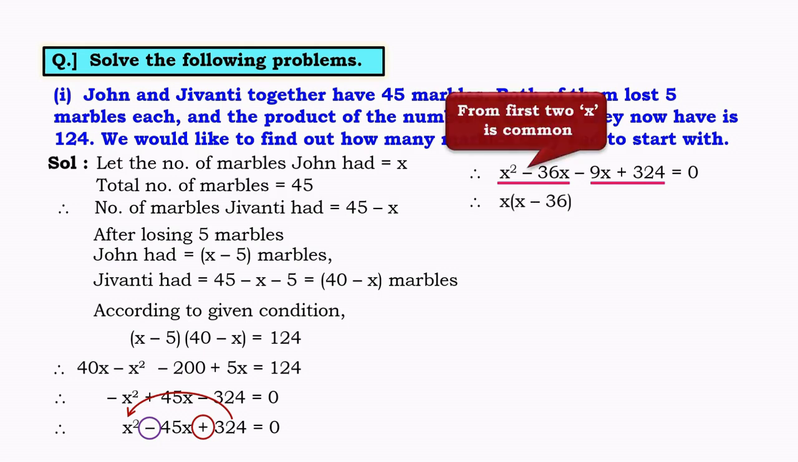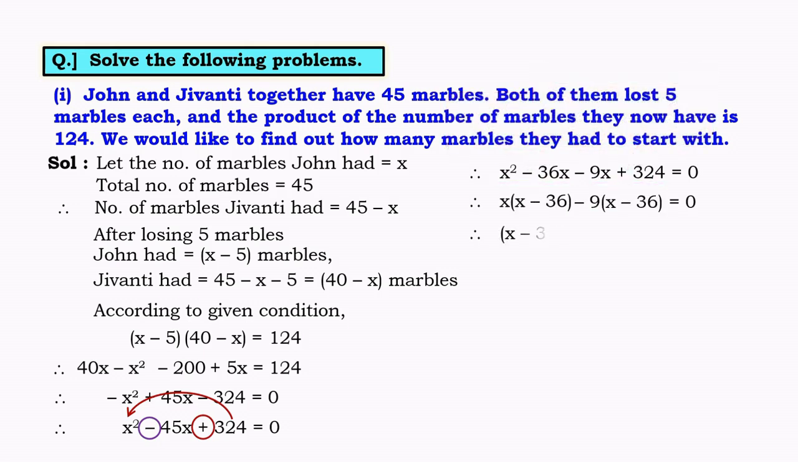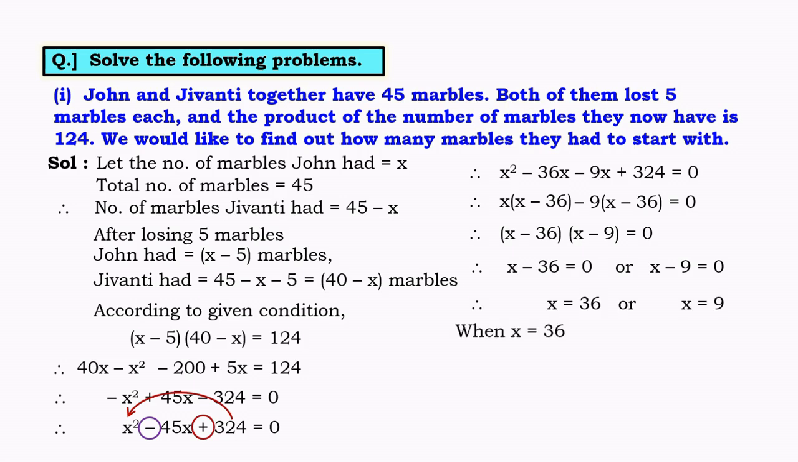Taking common factors, we get x multiplied by (x minus 36) minus 9 multiplied by (x minus 36) equals 0. Factoring further, we obtain (x minus 36) multiplied by (x minus 9) equals 0. Therefore, x minus 36 equals 0, or x minus 9 equals 0. So, x equals 36, or x equals 9.